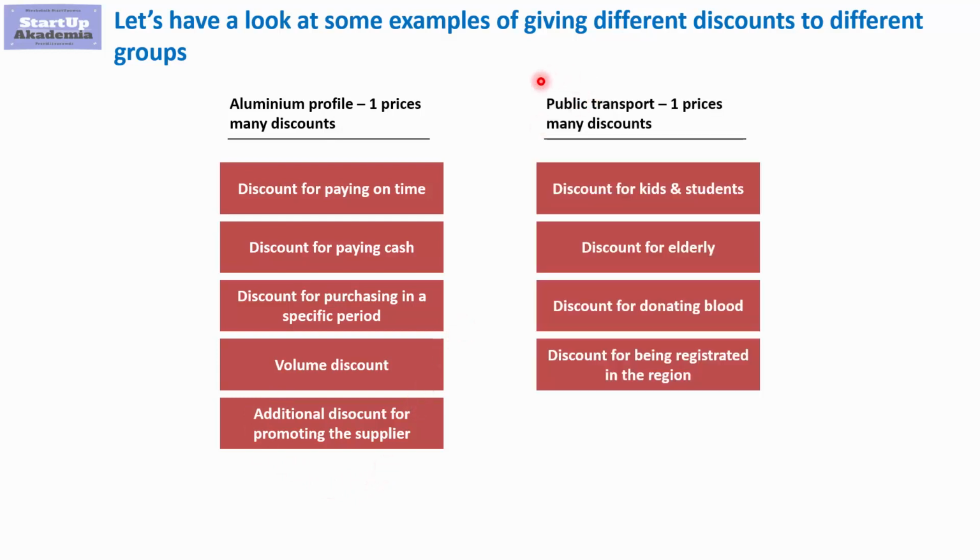Another example of using discounts is what happens in public transport. So usually you have one price with many discounts. So for example, discount for kids and students, discounts for elderly, discounts for donating blood, and discount for being registered in the specific region and paying taxes in the specific region.